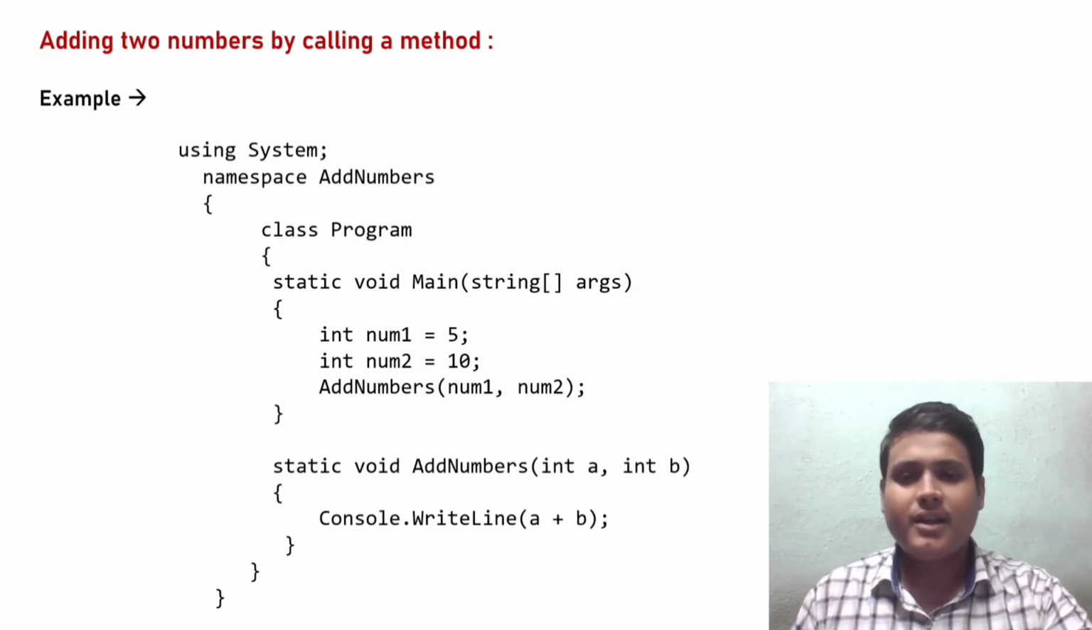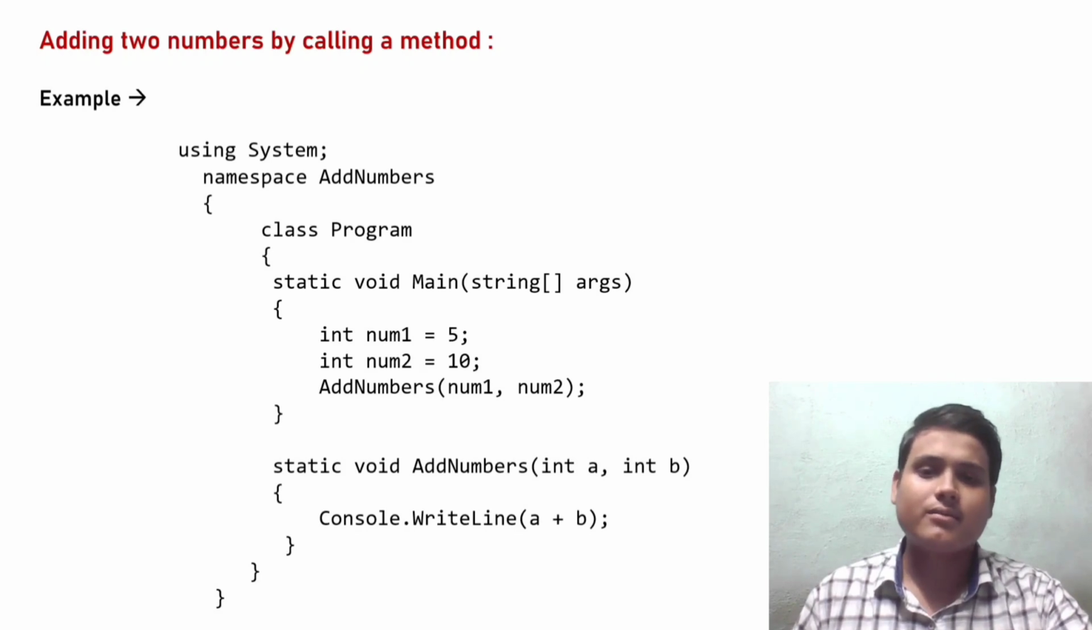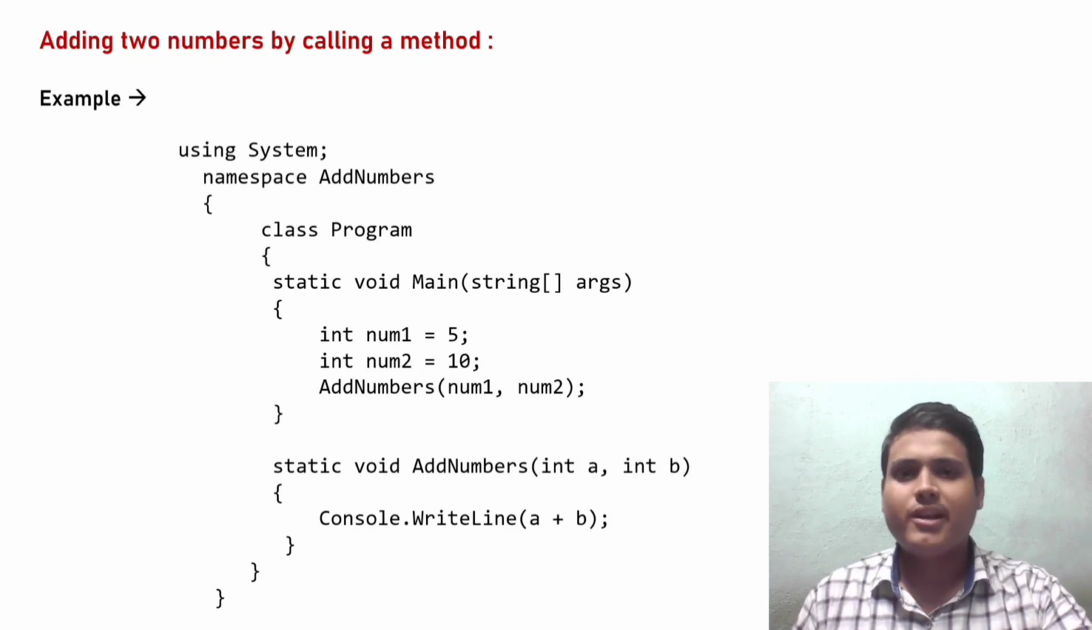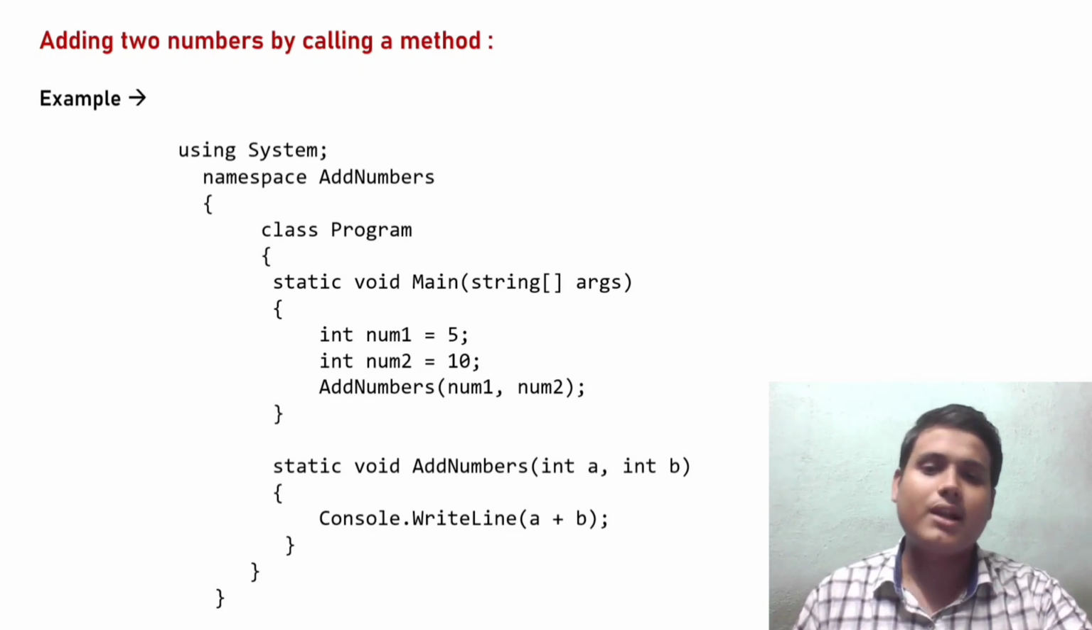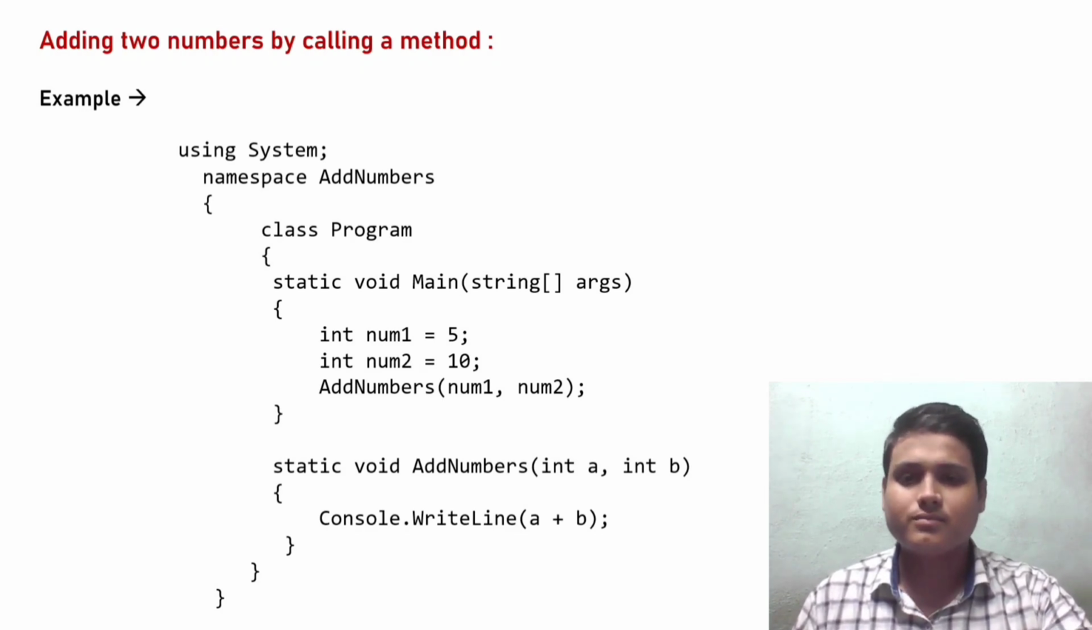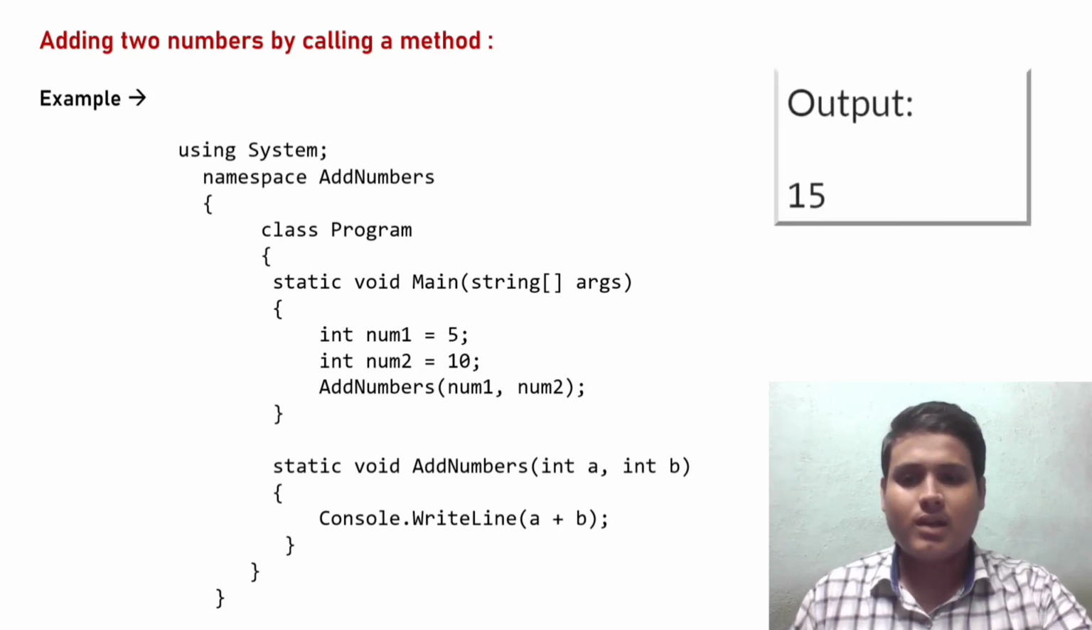In this, it defines two numbers, 5 and 10, in variables integer num1 and integer num2. It calls a method called add numbers with these two numbers. The add numbers method adds the two numbers together and prints the result to the console. So now we see the output. And the result of this code is that it prints 15 to the console, which is the sum of 5 and 10.